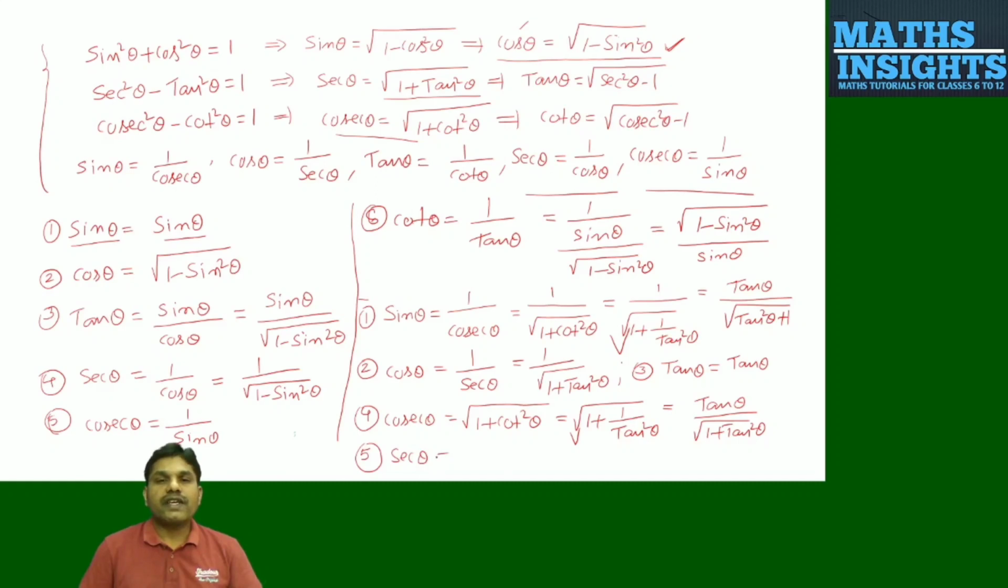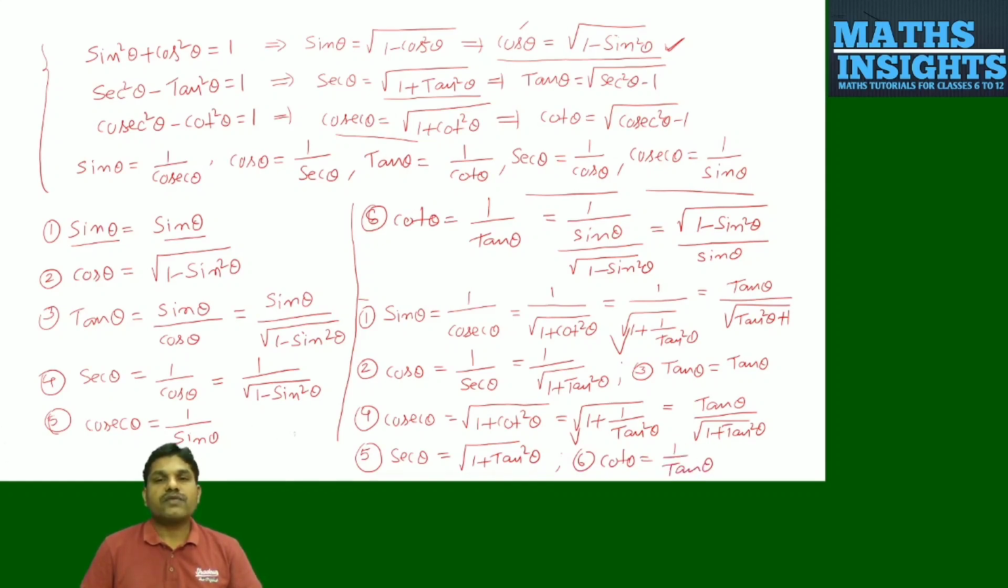And the fifth one, secant theta. Secant theta is already converted. Secant theta can be written as square root of 1 plus tan square theta. So if you know these identities, it will become very easy. And finally, the sixth one, cot theta, is equal to 1 by tan theta.